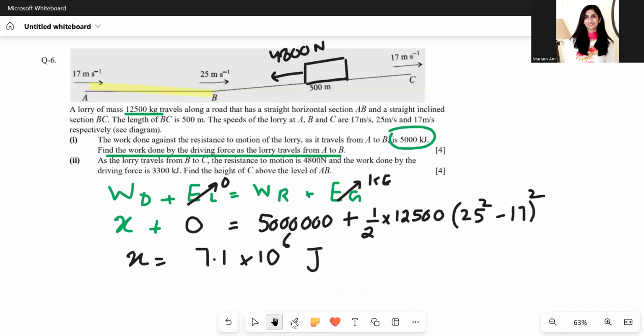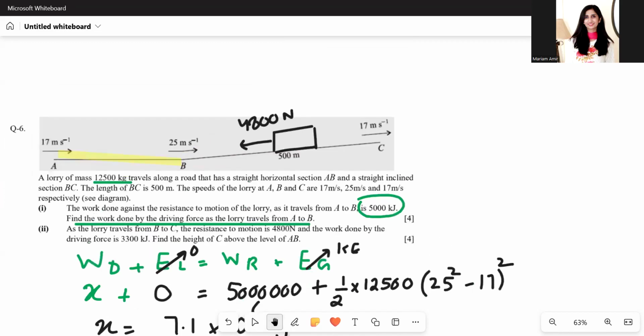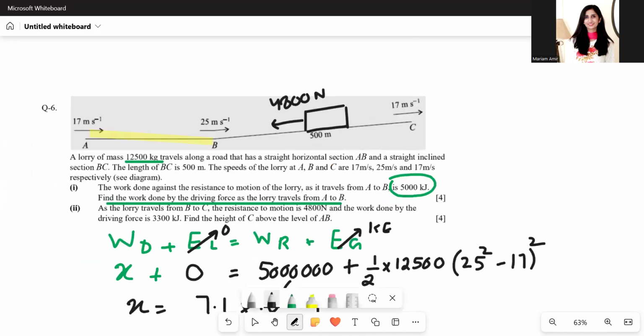Okay, back to the question. As the lorry travels from B to C, the resistance to the motion is 4,800 newtons and the work done by the driving force is 3,300 kilojoules. Find the height of C above the level of AB. So we have to find this height. Let's call it H, this vertical height.